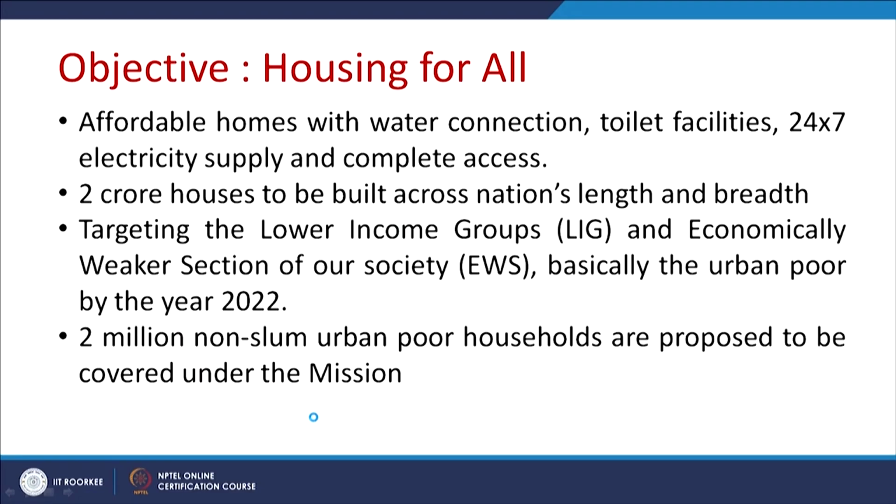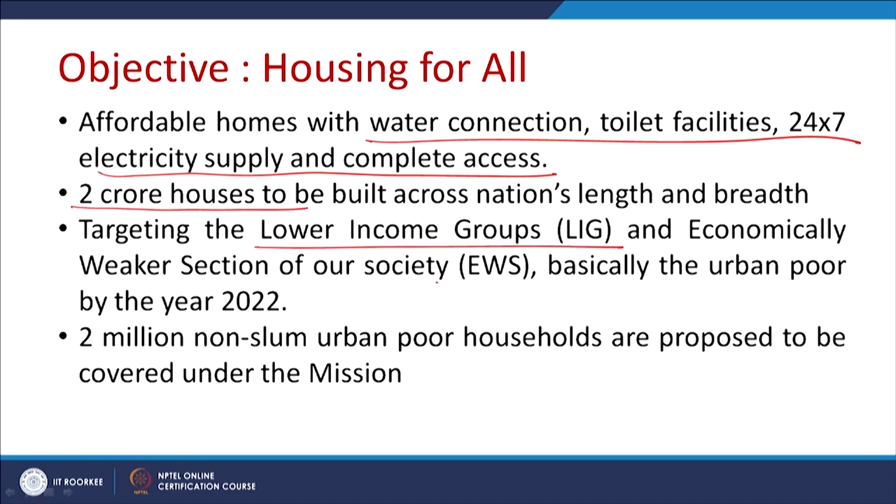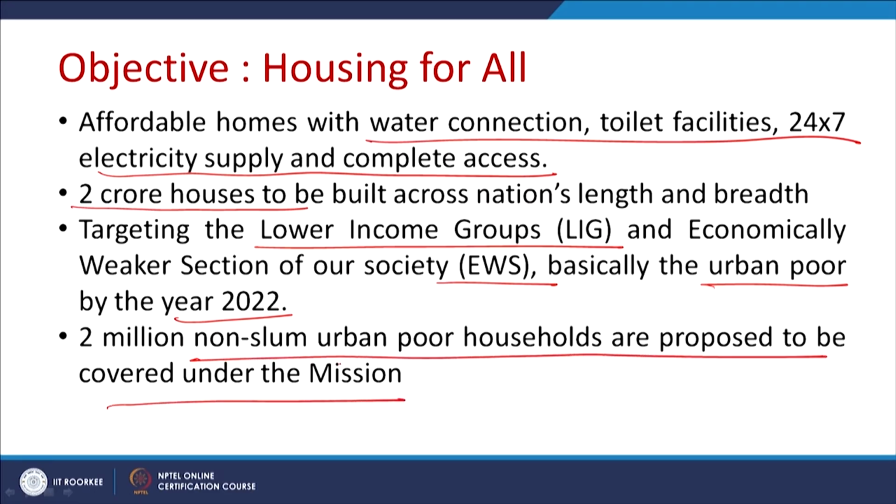Before that, let us see the objectives. As I have told, it covers basic services: water connection, electricity, water supply and complete access, and 2 crore houses to be built. The target group is LIG and EWS, that is, all the urban poor. By the year 2022, 2 million non-slum urban poor households are proposed to be covered under this mission. That is the broad objective taken by the government of India to be achieved in another 10 years or so.